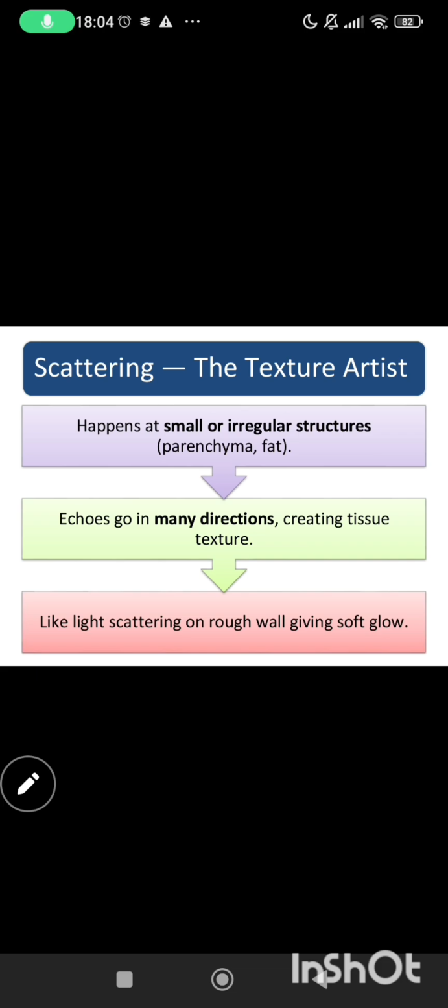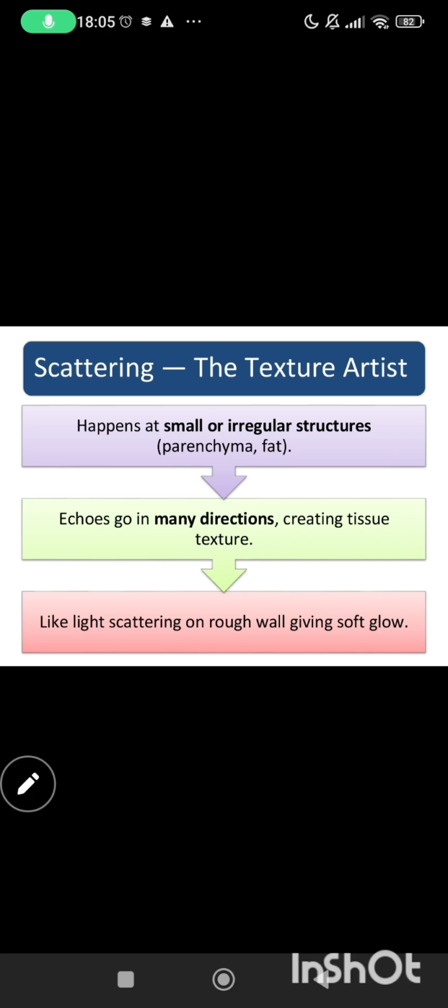Higher frequency, higher attenuation. Deeper structure, lower frequency. For deeper structures, we prefer a lower frequency transducer. Why? Because of lower attenuation. Low attenuation with the lower frequency and more attenuation with high frequency. Second, we have the reflection.